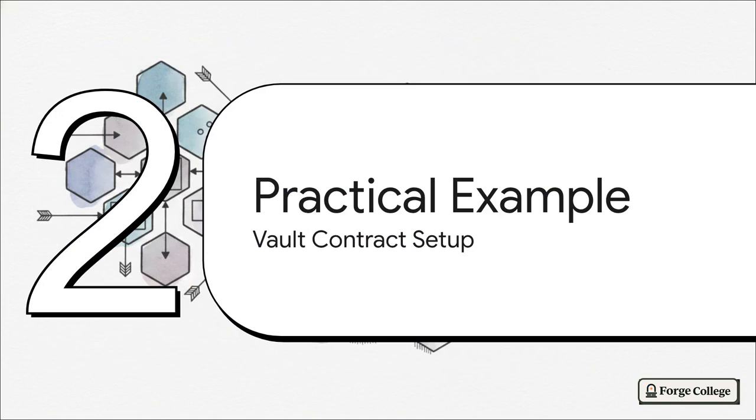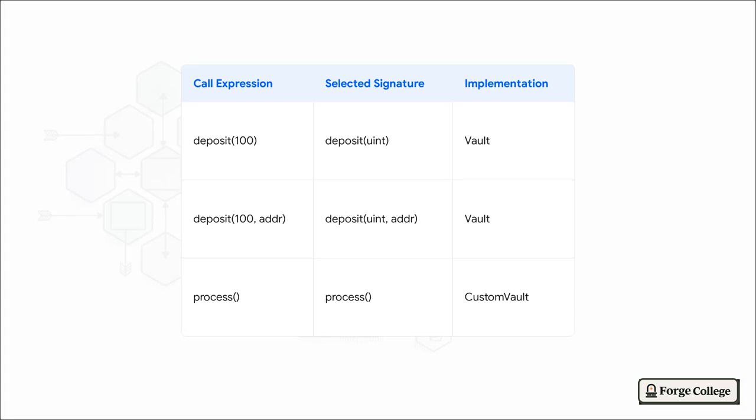All right, theory is great, but let's see this in practice. Section 5, practical example. Picture a vault contract and a custom child contract called CustomVault. If we call deposit with just 100 versus deposit with 100 and an address, you're seeing overloading in real time. The EVM routes them to different signatures within that same vault.